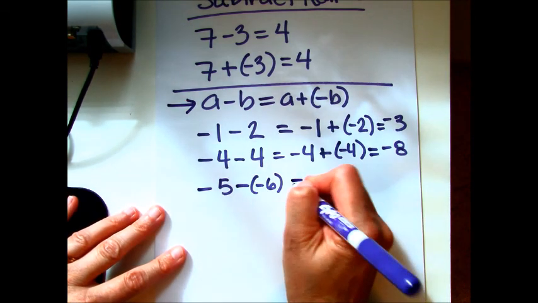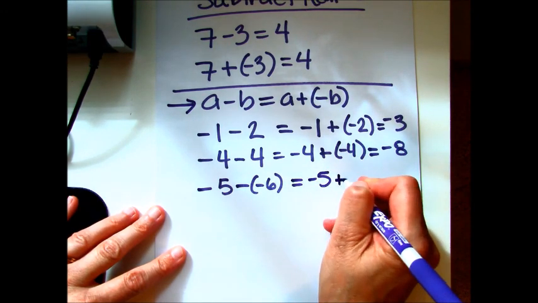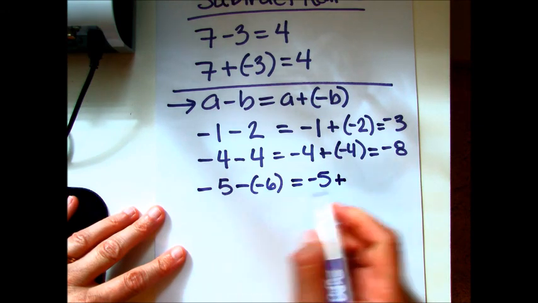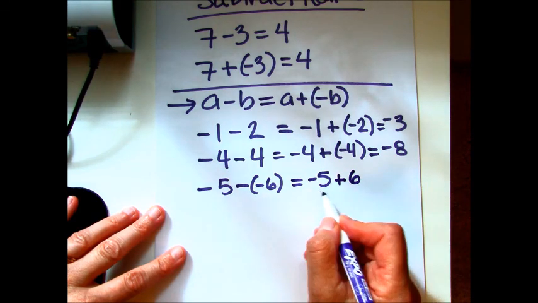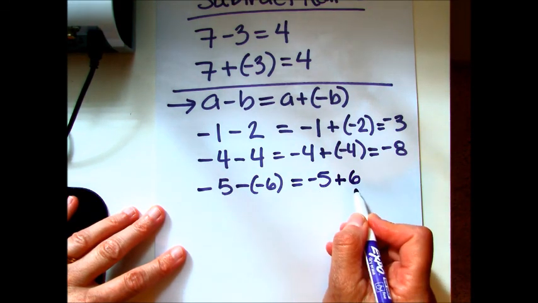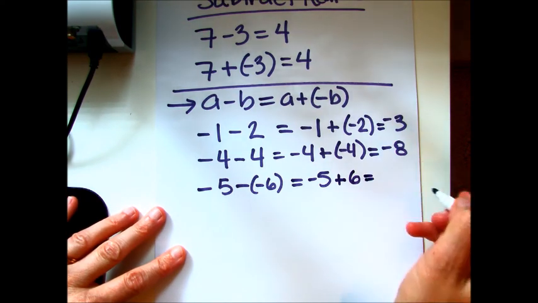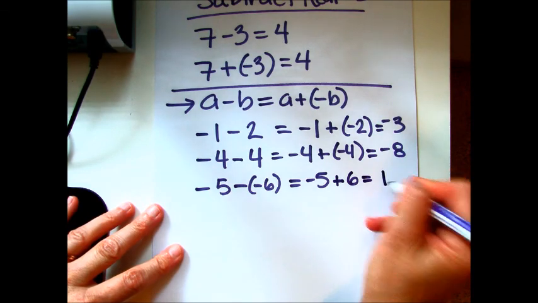We're going to keep the 5. We're going to change subtraction to addition. And we're going to write down the opposite of this value, which will be a positive 6. We have a negative number plus a positive number. In those instances, we always want to subtract, and the sign of the number will take the sign of the larger number, so we have a positive 1.